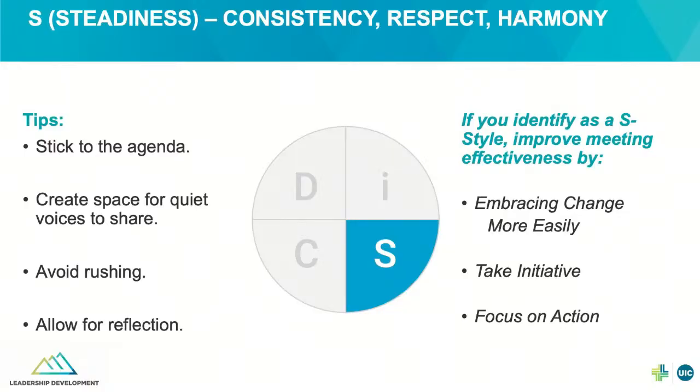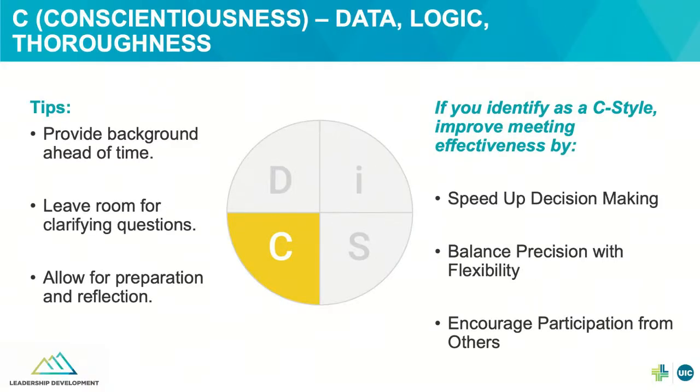And then lastly, our conscientiousness group: the data, the logic, the thoroughness, that's important to them. Tips for enhancing their meeting style and how they approach the agenda: provide background ahead of time, as much material as you can give them. And of course, leave room in your agenda for clarifying questions for that group. Allow for preparation and reflection. Remember, they need some time to process. They're reviewing your data and thoroughness, so they're looking to make sure it holds the facts, the data, and the clarity that they need.